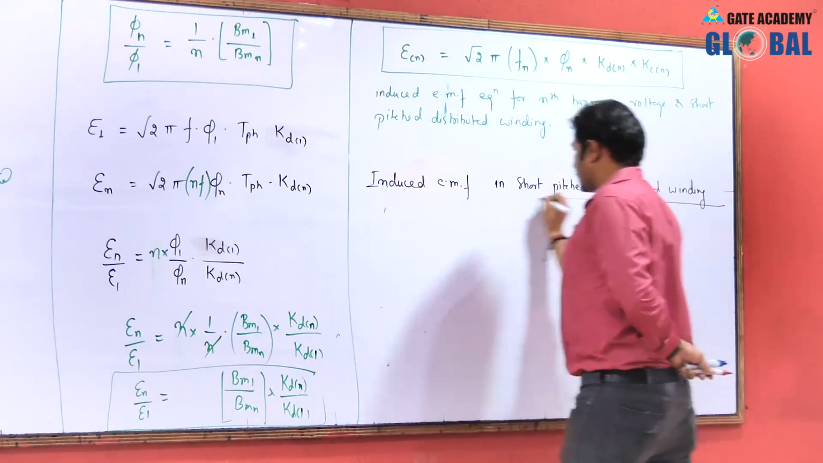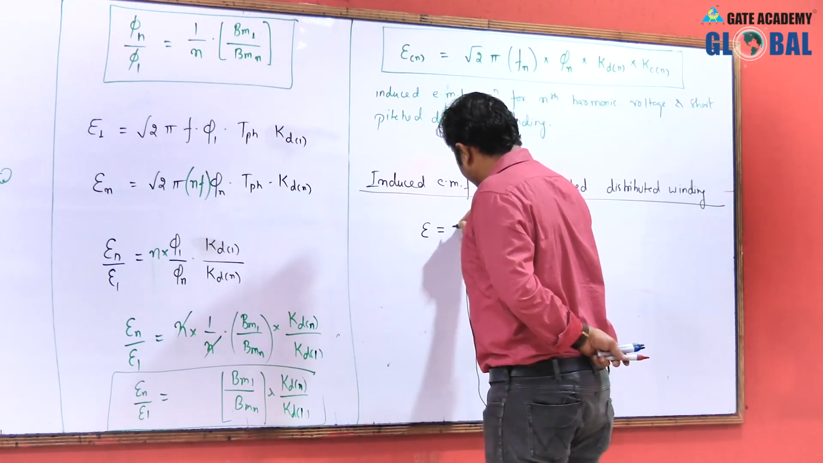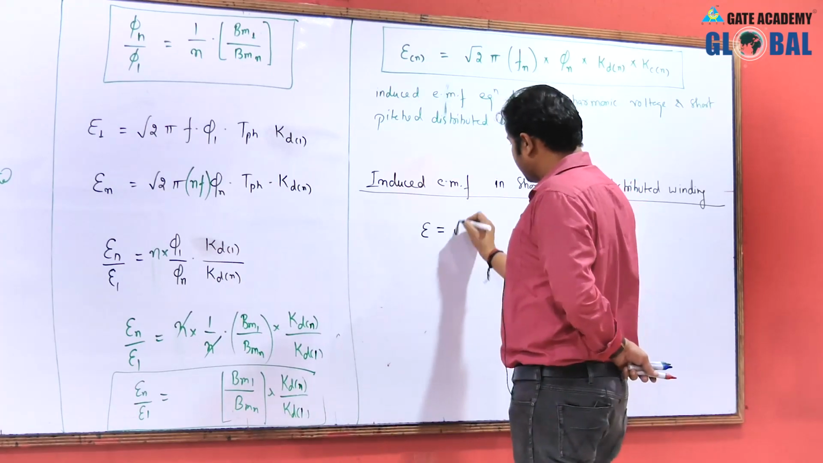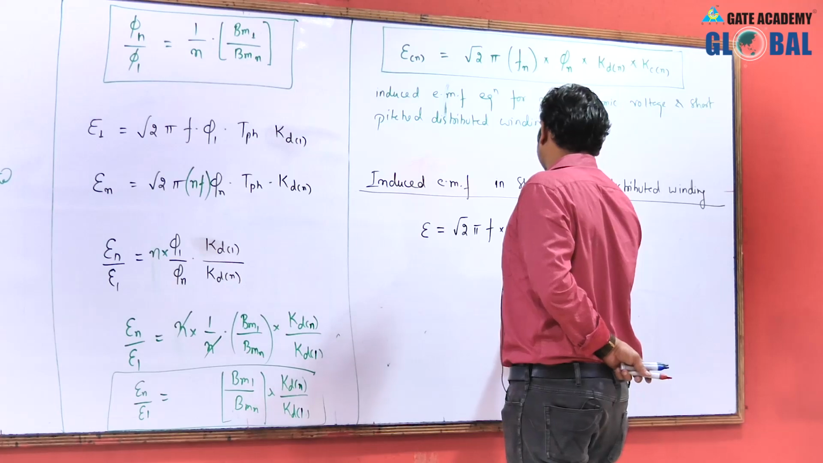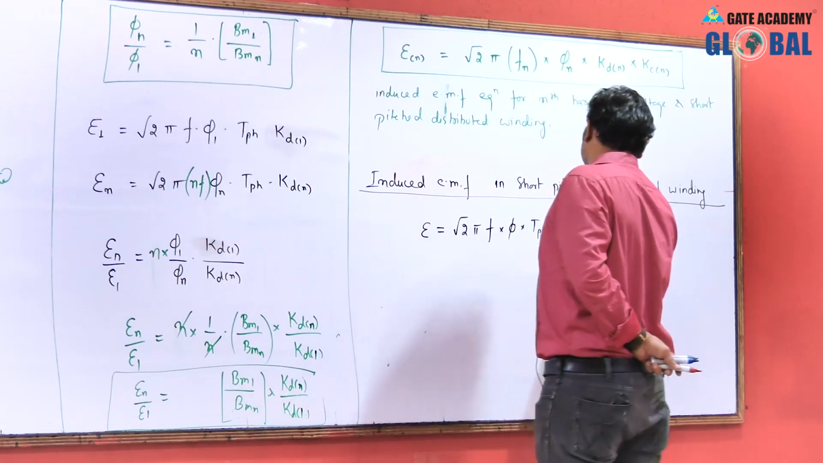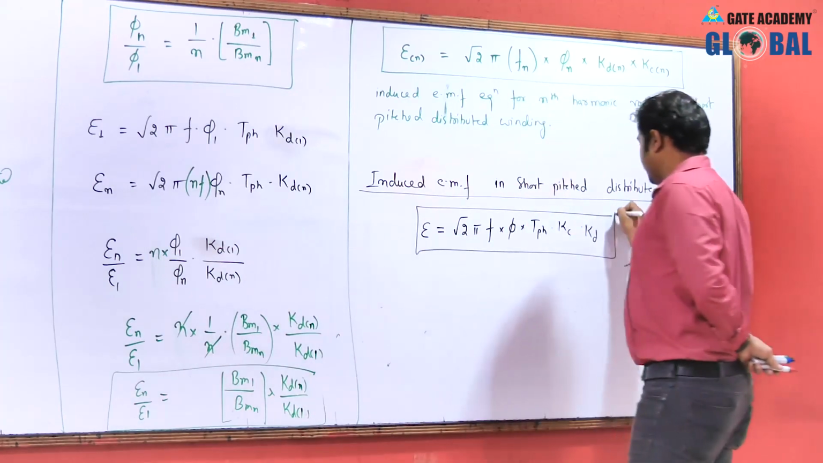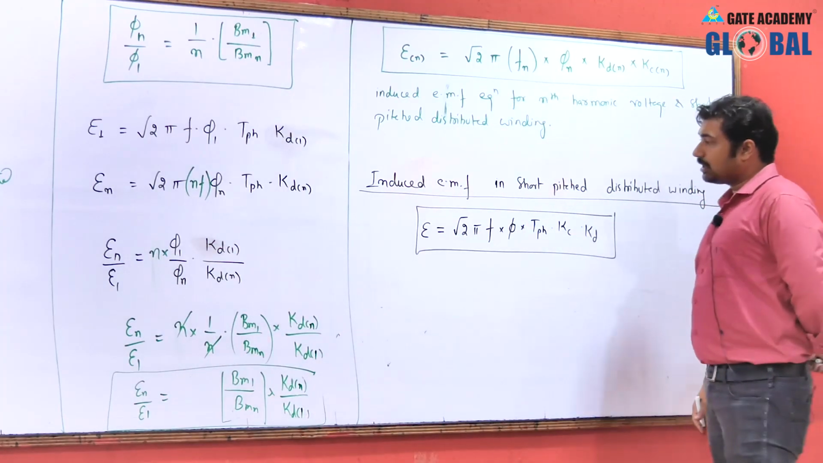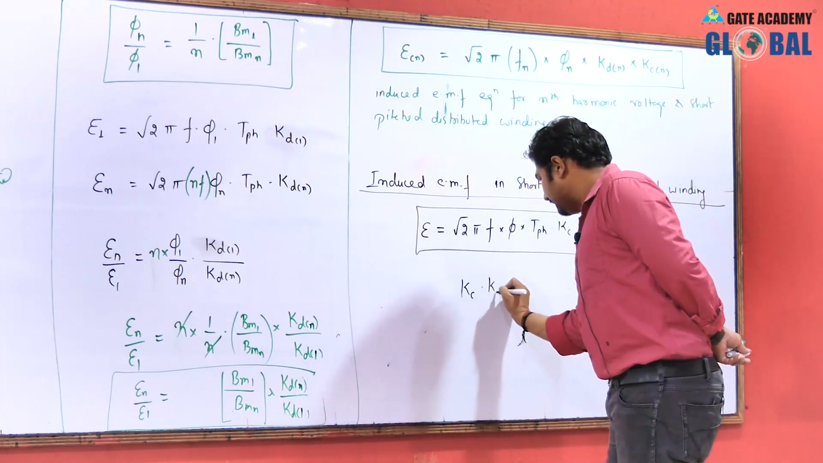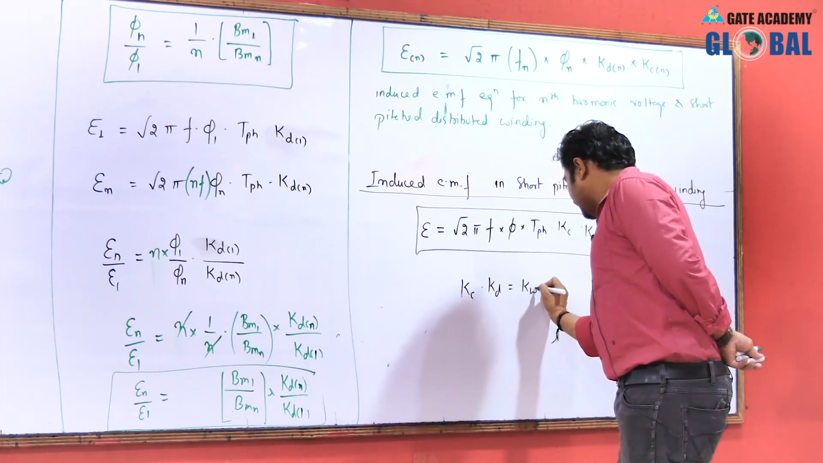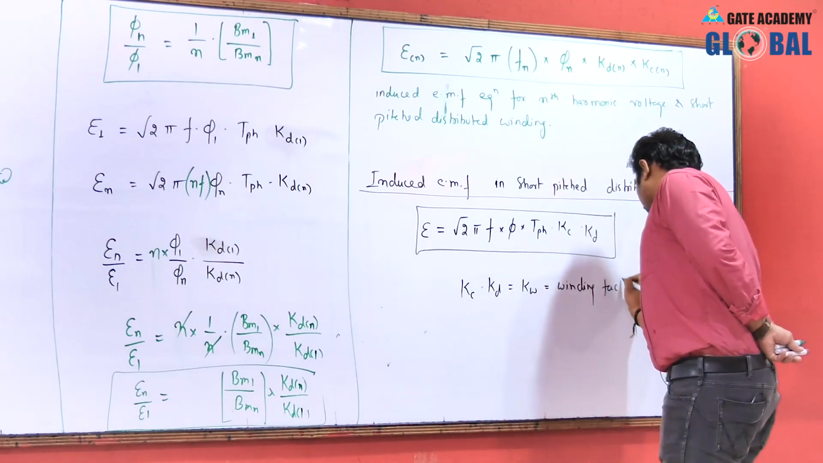Induced EMF equation in short pitched distributed winding. The induced EMF equation in short pitched distributed winding is root 2 pi f into phi into Tph Kc into Kd. This is corresponding to fundamental. Is it okay? Here Kc and Kd can be represented as Kw, which is what we call the winding factor also.